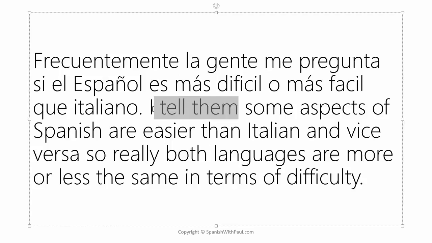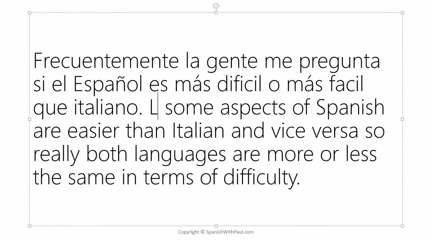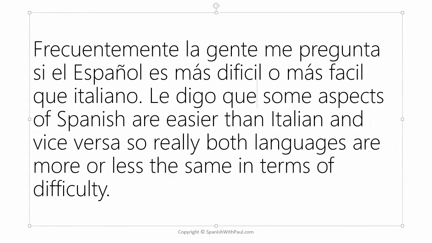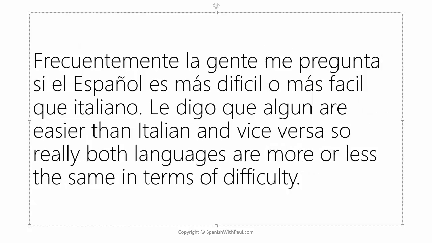Now I tell them, this is I tell to them, and again we're still referring to la gente, a single, so it would be le digo. And then in English it's implied that, so we throw in que. I tell them that, le digo que. Some aspects of Spanish. The word for some here would be algunos. And we're making it plural because we're saying some aspects, aspectos.